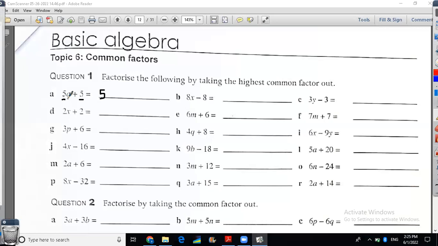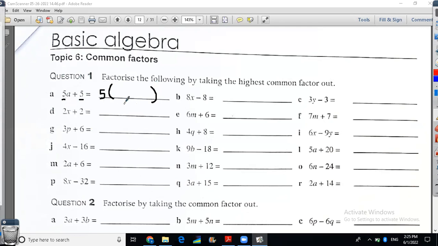What about the variables? Do I have common variables between the two terms here? The variable here is a, and here I don't have a variable. So I don't have a common variable, so it's only 5 outside the brackets. I got the highest common factor in the whole expression, which is only 5.